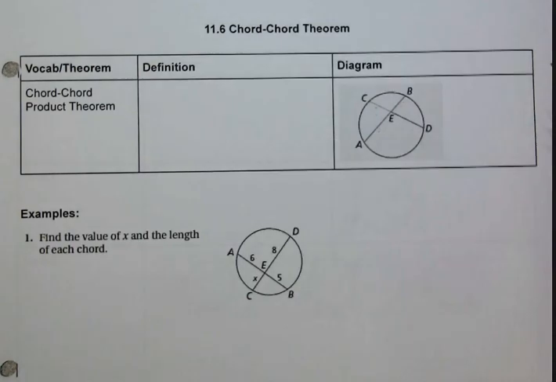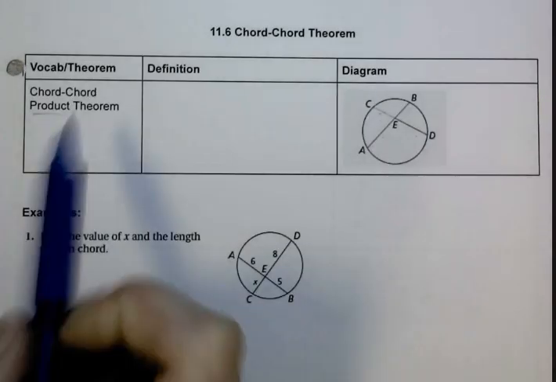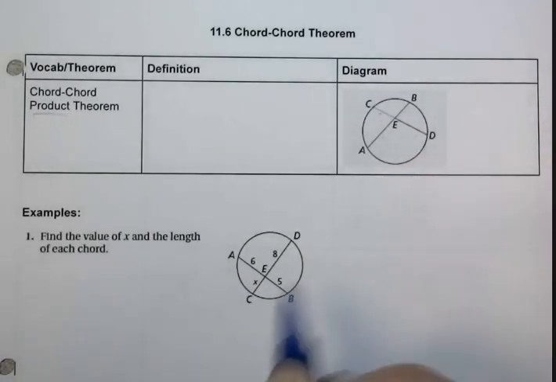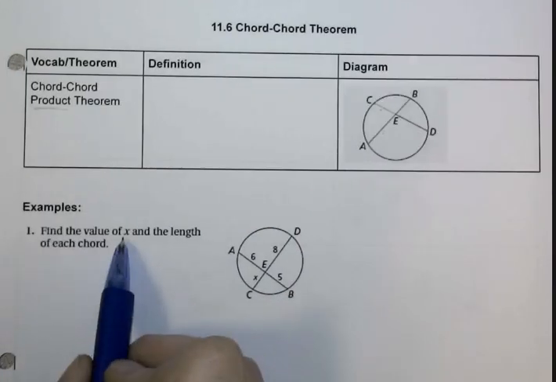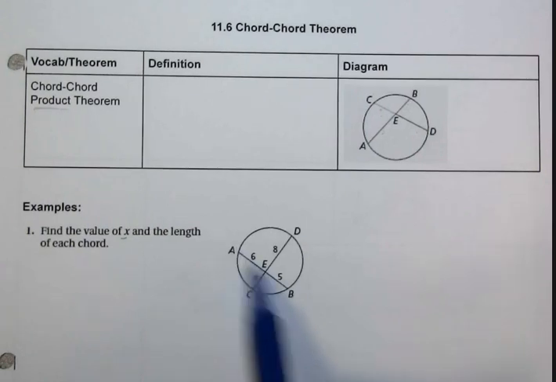So product means to multiply. So we are multiplying the segments that make up the chord and setting it equal to the other segments being multiplied as well. So I think this will make more sense looking at an example. So they want me to find the value of x and the length of each chord. So here's a chord and here's a chord.